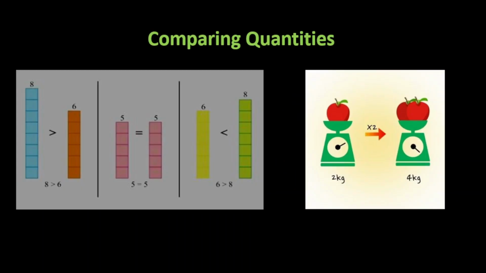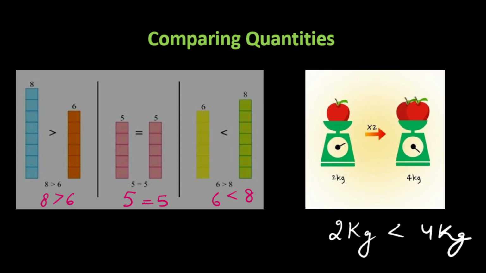For example, here we can see in this picture, first two are compared and we can see 8 is greater than 6. Then in the next one, both are equal. 5 is equal to 5. And in the third one, we can say 6 is less than 8. So we can get to know which one is greater than the other. In the same way in the second picture also we can see a weighing machine and we can make out the first one, which is 2 kg, is less than 4 kg.